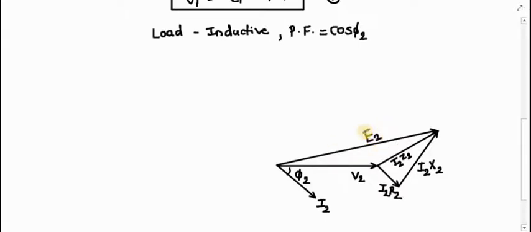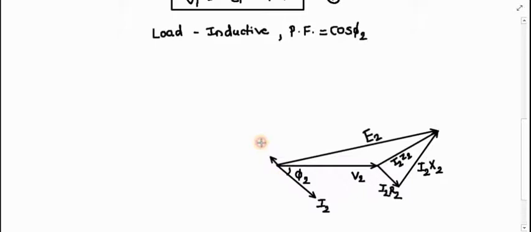Who is responsible for producing this EMF? It is nothing but the flux which links the winding through the magnetic core. So this flux should lead this EMF by 90 degrees.